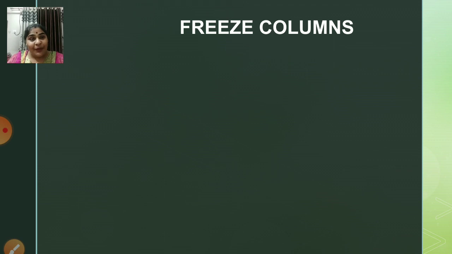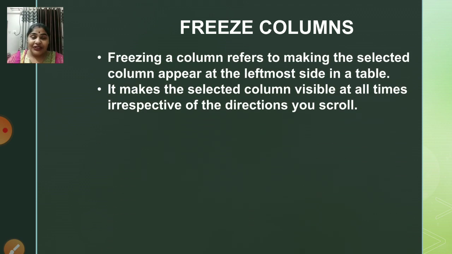The next topic is how to freeze the column. Now children, you need to understand what we mean by freeze. The word itself tells that freeze means to stop over there, right? So freezing a column is nothing but, children, making the selected column appear at the leftmost side in a table.